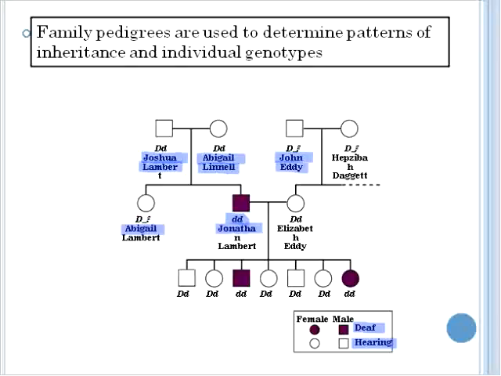John Eddy and Hepzibah Daggett, by way of example, had normal hearing, yet we don't know if they were homozygous or heterozygous. Based on the fact that Elizabeth Eddy, who married Jonathan Lambert, had children with the hearing disorder, we could backtrack to determine that both Mr. Eddy and Ms. Daggett were heterozygous. Otherwise, their daughter, Elizabeth, could not have passed on that trait as evidenced in her children.